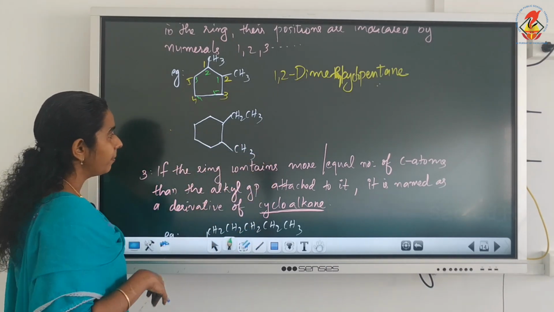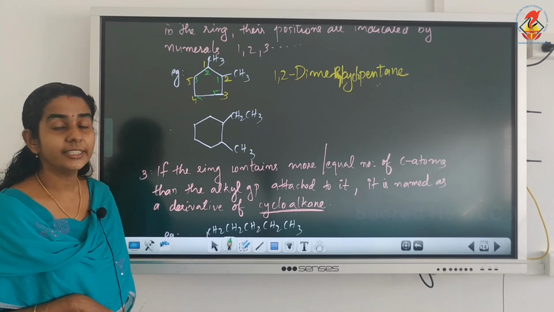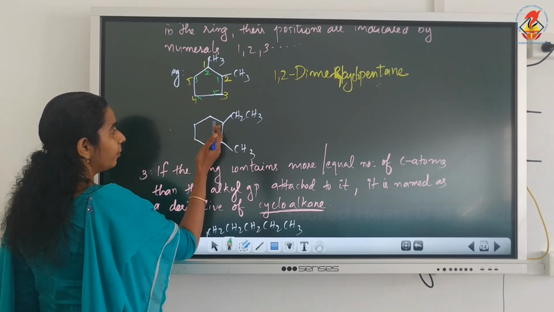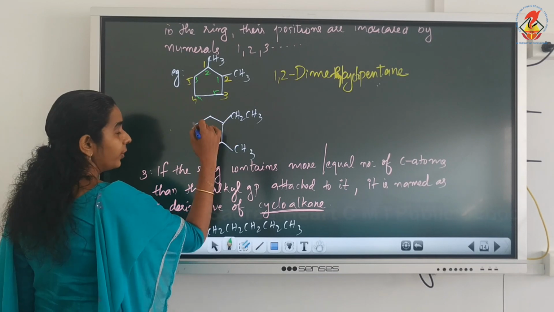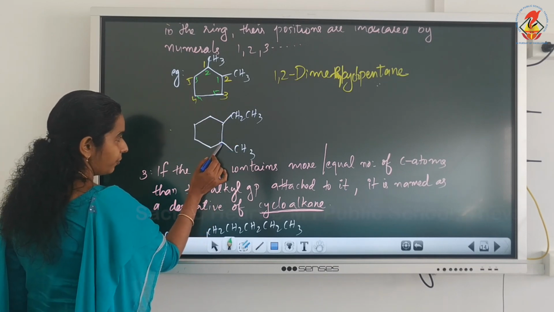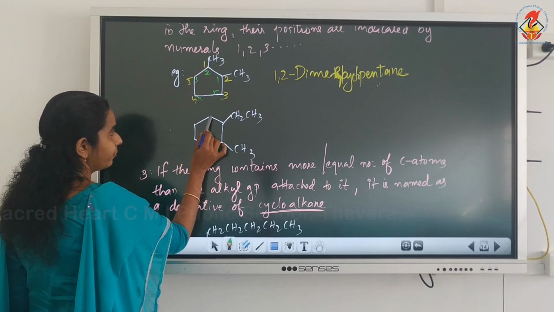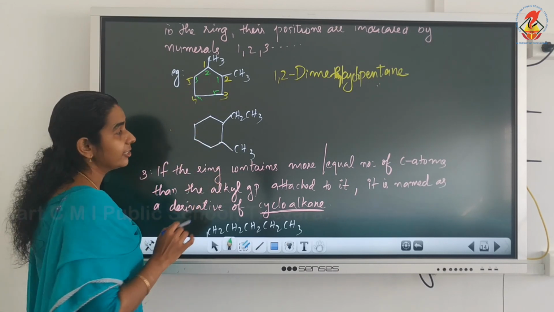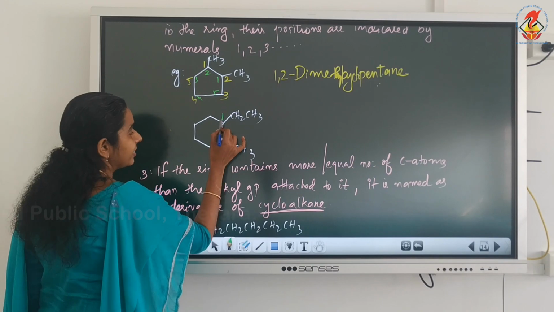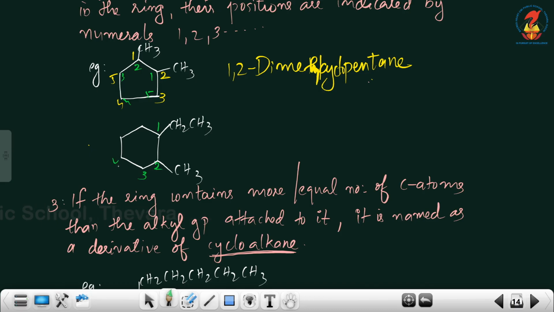Now in the second compound, which ring do we have as the parent? Cyclohexane. Now how can we do the naming? If we are going in the clockwise direction, don't start from here. If you start from here, 1, 2, 3, 4, 5, 6. So to get the lowest possible numbers, start from here, 1, 2, 3, 4, 5, 6. Six carbons means it is a cyclohexane ring. So the parent is cyclohexane.